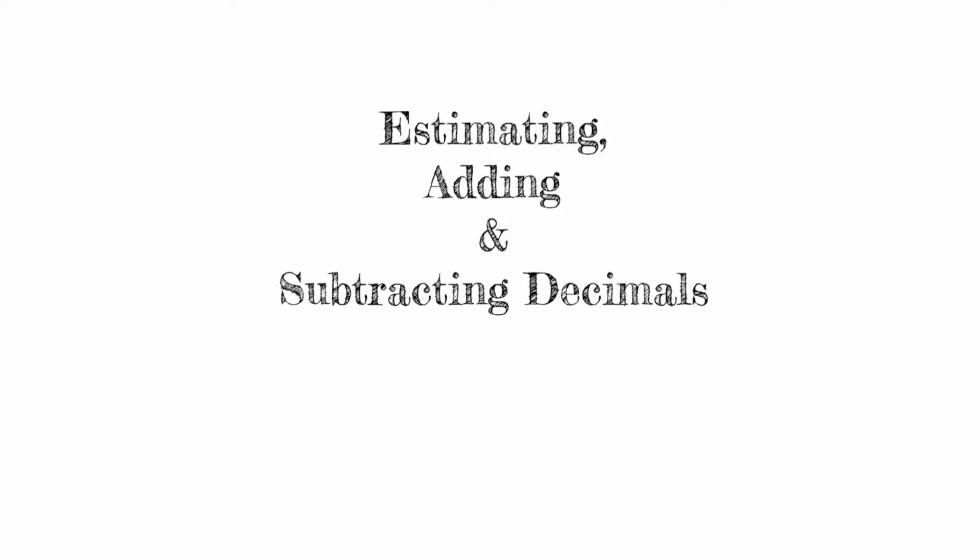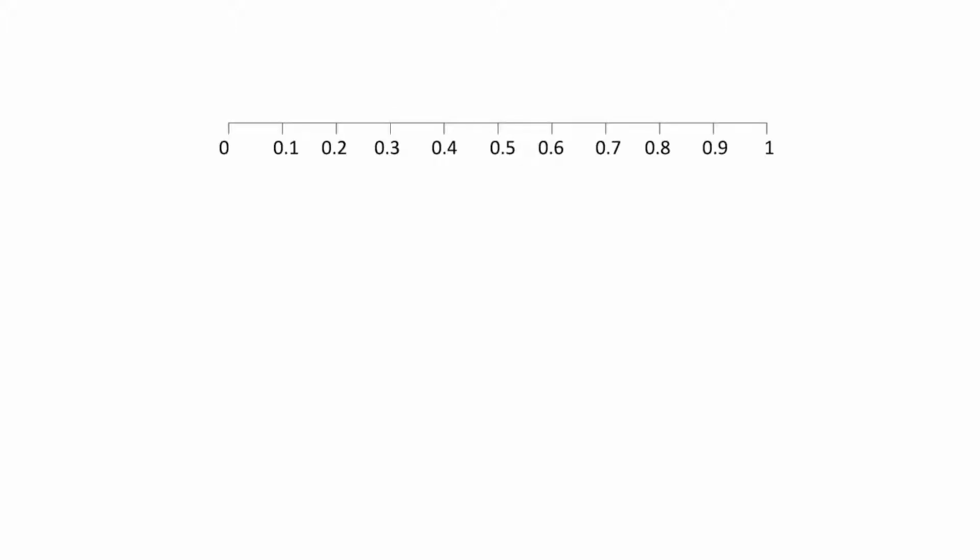Today we're going to look at estimating decimals so that we can add and subtract simple numbers. So let's just roll into this and get started. When you're looking at rounding any number, you're really just asking the question, is it closer to one number or is it closer to the other number? Is it closer to 0 or is it closer to 1?